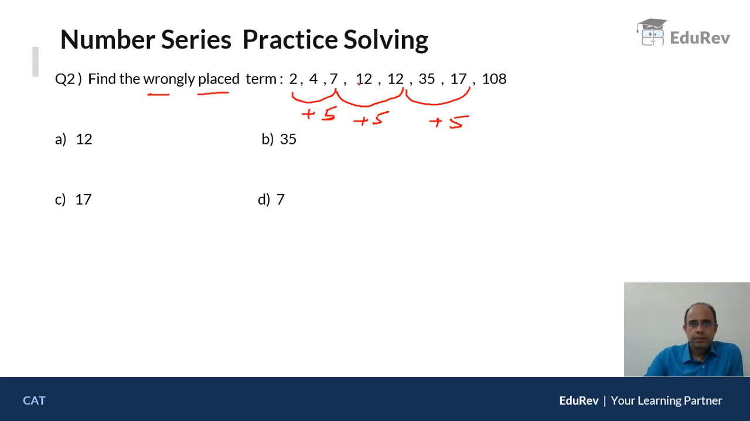It's an alternate series. Two series are mixed. Now we are observing 4 threes are 12. 12 threes are 36. Every term is into 3, into 3. So that means this 35 should have been 36. This number is wrongly placed. Hence 35 is wrongly placed. Instead of 35, we should have 36.